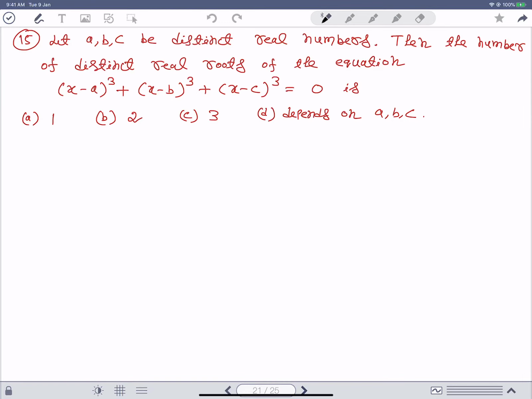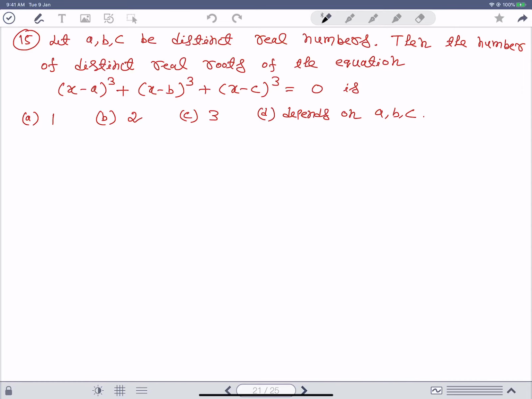Now this is another one. Now it says a, b, c are distinct real numbers, and you have this equation. Now the number of distinct real roots of the equation, how many will it be? It depends on a, b, c. It is 1, 2 or 3. This is a simple one. Problem number 15. Yeah. 3 real roots.